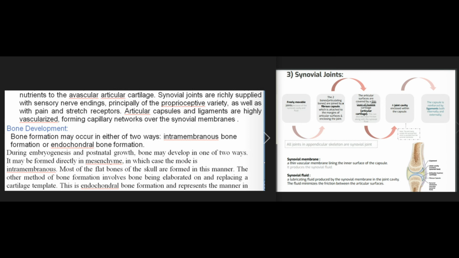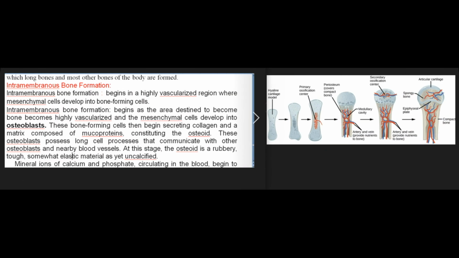Bone development: bone formation may occur in either of 2 ways, intramembranous bone formation or endochondral bone formation. During embryogenesis and postnatal growth, bone may develop in one of 2 ways. It may be formed directly in mesenchyme, in which case the mode is intramembranous. Most of the flat bones of the skull are formed in this manner. The other method of bone formation involves bone being elaborated on and replacing a cartilage template. This is endochondral bone formation and represents the manner in which long bones and most other bones of the body are formed.